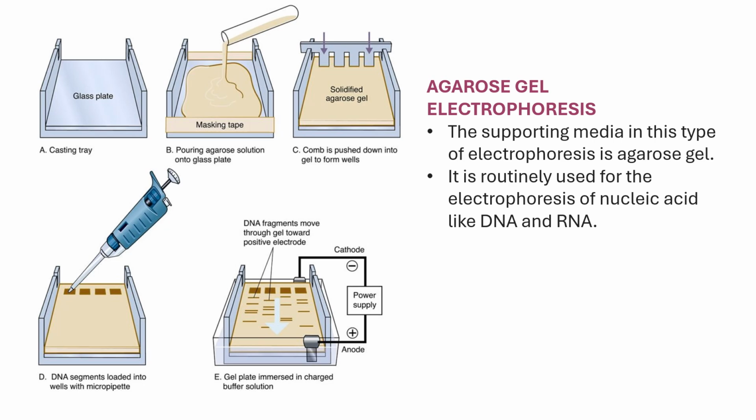Agarose gel electrophoresis. The supporting medium in this type of electrophoresis is agarose gel, which is very common. It is routinely used for electrophoresis of nucleic acids like DNA and RNA, right? So one is a glass plate, which is like a casting tray. Second is masking tape, pouring agarose solution onto the plate. A comb is pushed down into the gel to form the wells, right? So the comb, a tool like this, is pushed down into the gel to form wells.